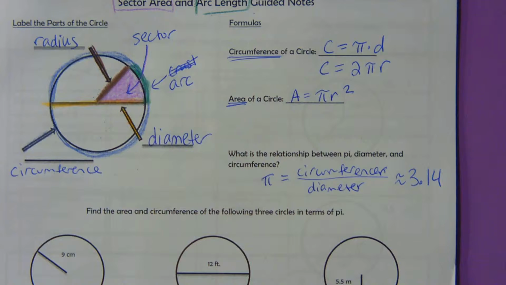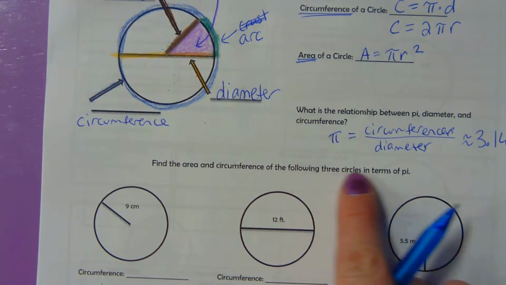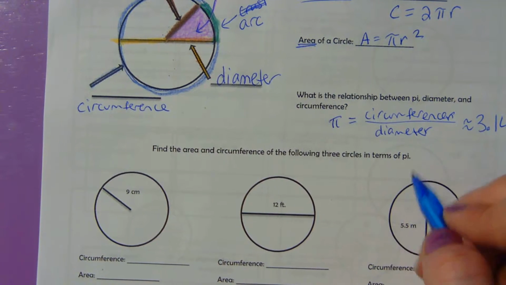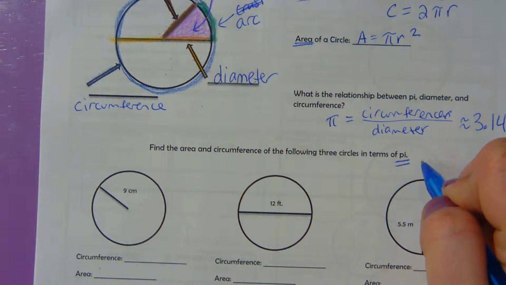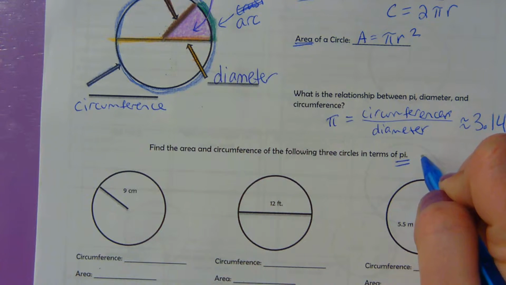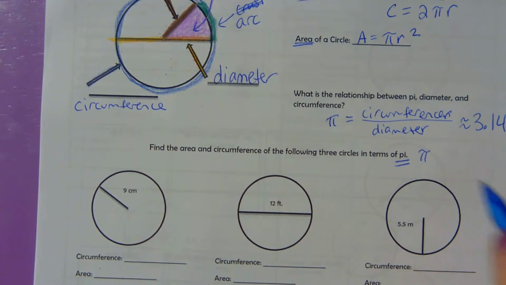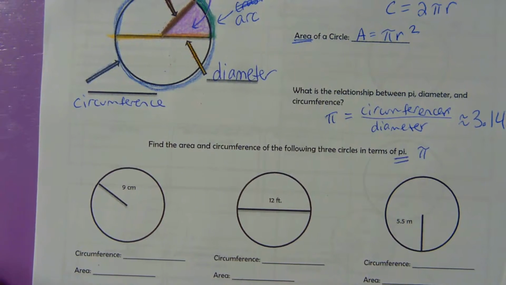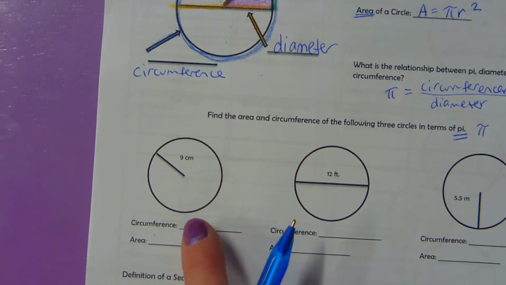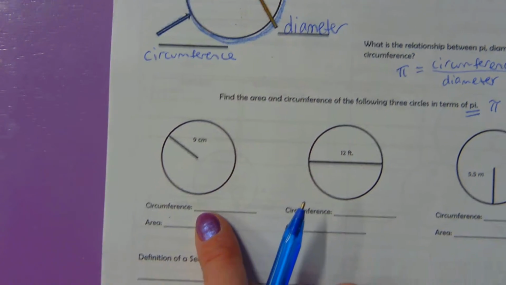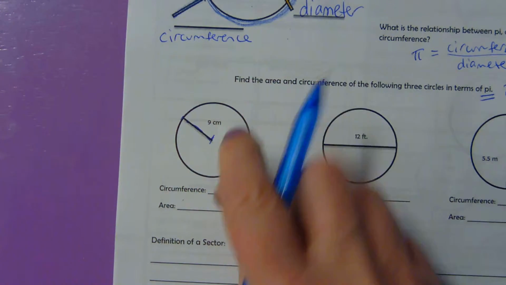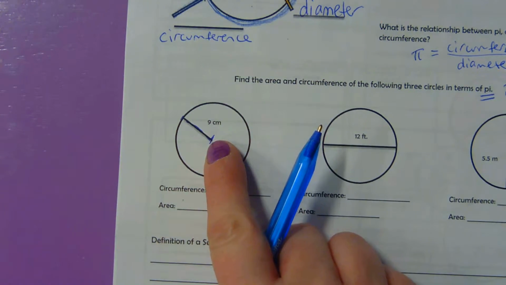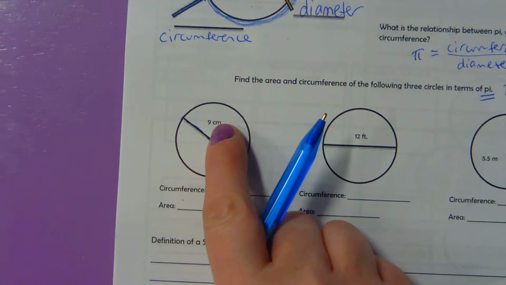All right. So now we're going to practice just a little bit with finding area and the circumference of the following circles in terms of pi. So remember, pi means that you don't need to write out 3.14 and multiply. You just put times pi instead. So we're going to do the circumference. Remember, your formulas are right there next to you. This right here, they gave me, that's your radius, and it's 9.